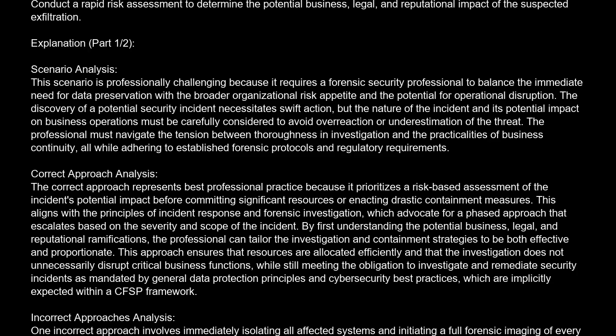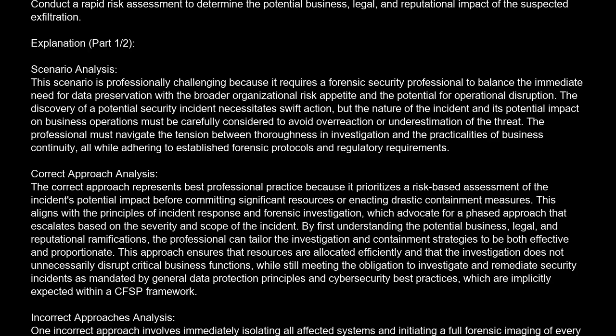Explanation. Scenario analysis. This scenario is professionally challenging because it requires a forensic security professional to balance the immediate need for data preservation with the broader organizational risk appetite and the potential for operational disruption. The discovery of a potential security incident necessitates swift action, but the nature of the incident and its potential impact on business operations must be carefully considered to avoid overreaction or underestimation of the threat. The professional must navigate the tension between thoroughness in investigation and the practicalities of business continuity, all while adhering to established forensic protocols and regulatory requirements.